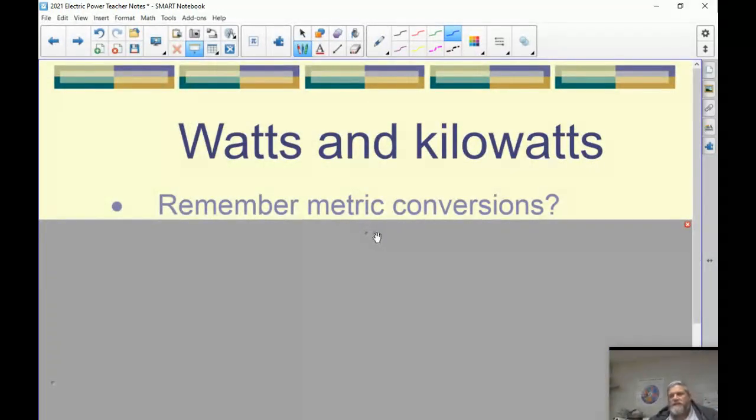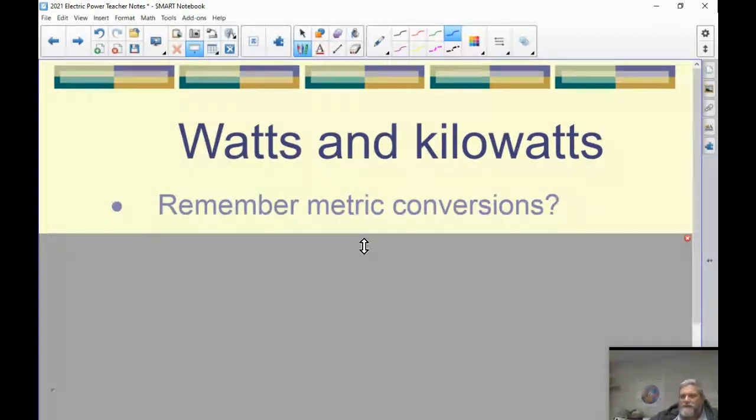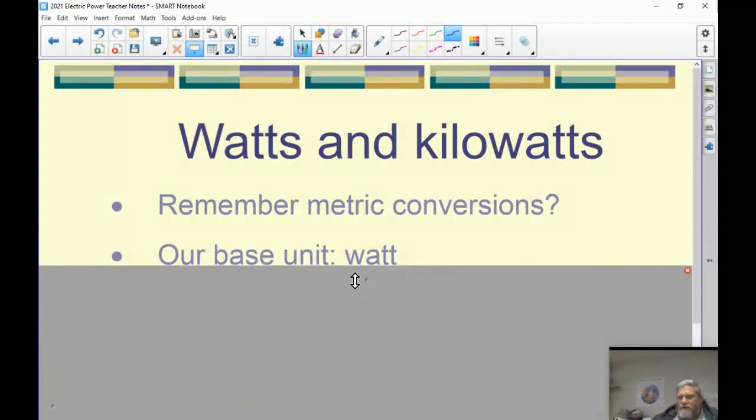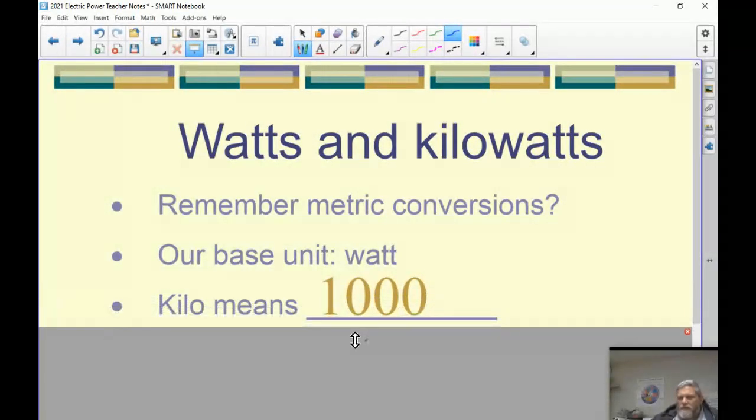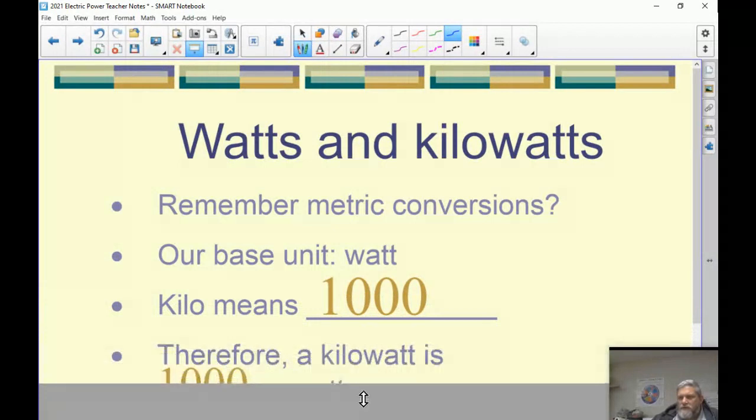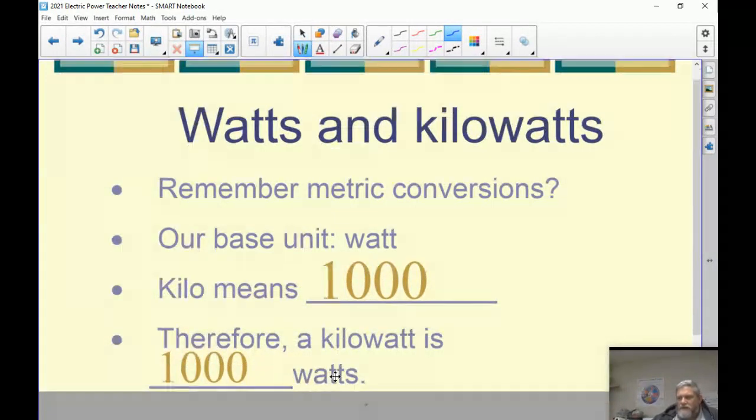All right, so watts and kilowatts. We're going to have to be using kilowatts, just like in the last unit, when we were talking about current, we were having to use milliamps. It's the same idea. It's still based on 1,000, but instead of moving the decimal to the left, we're going to move the decimal to the right. Our base unit is the watt. Kilo means 1,000. Therefore, a kilowatt is 1,000 watts.